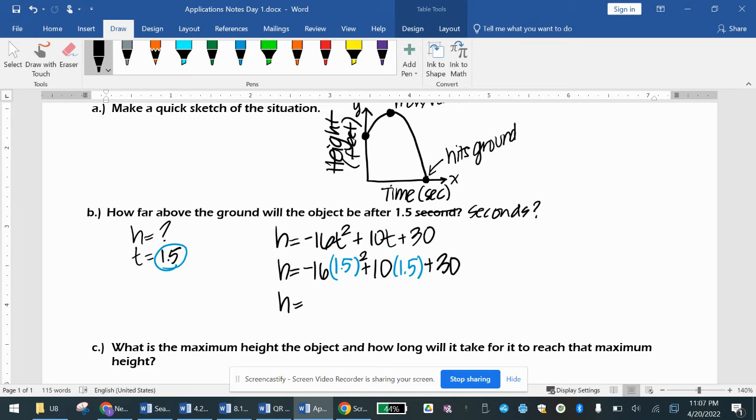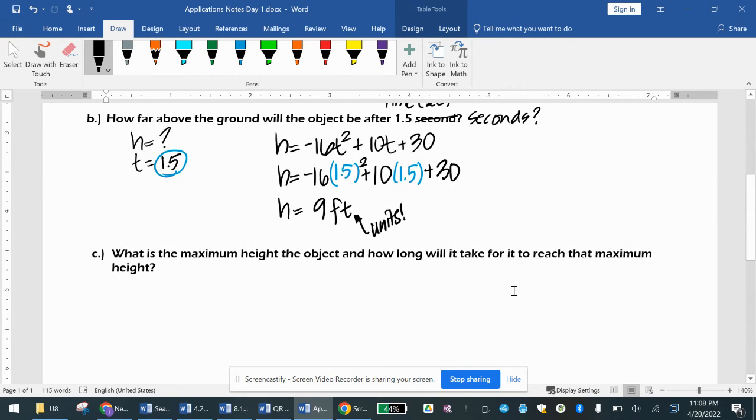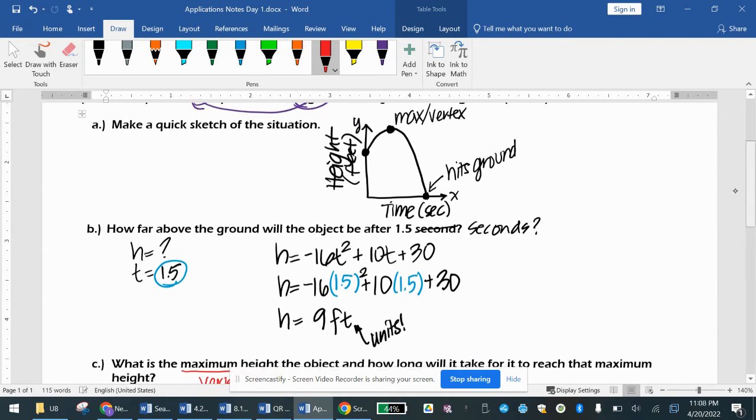Okay, so la respuesta es 9 pies. Okay, so don't forget your units, unidades. Okay. Ahora, acuérdense que dijimos, remember that we said that the maximum height is the vertex. So look at the graph, right? The maximum height is the vertex.